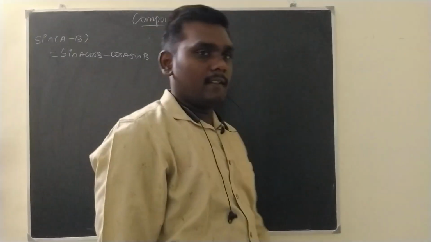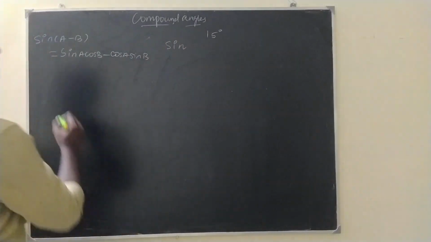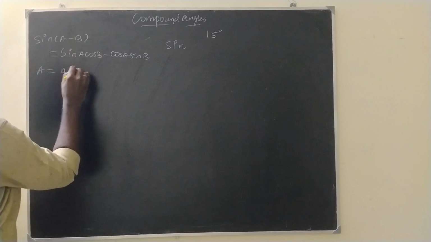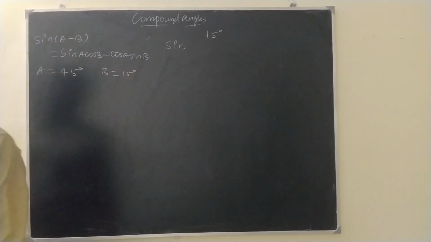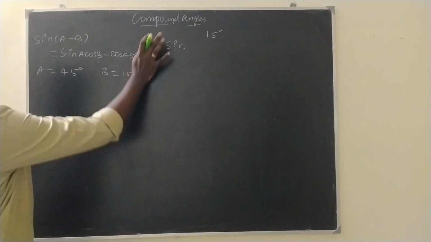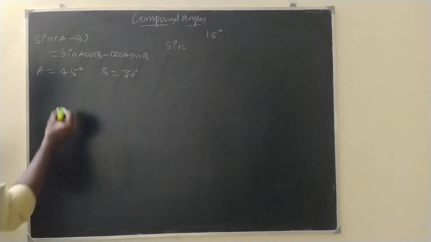We know the sin A plus B formula. Sin A minus B will be better, that is sin A cos B minus cos A sin B. Choose the right values of A and B so that we get 15 as a result. So A we will take as 45 and B we will take as 30 degrees, so the resultant will be 15 degree.